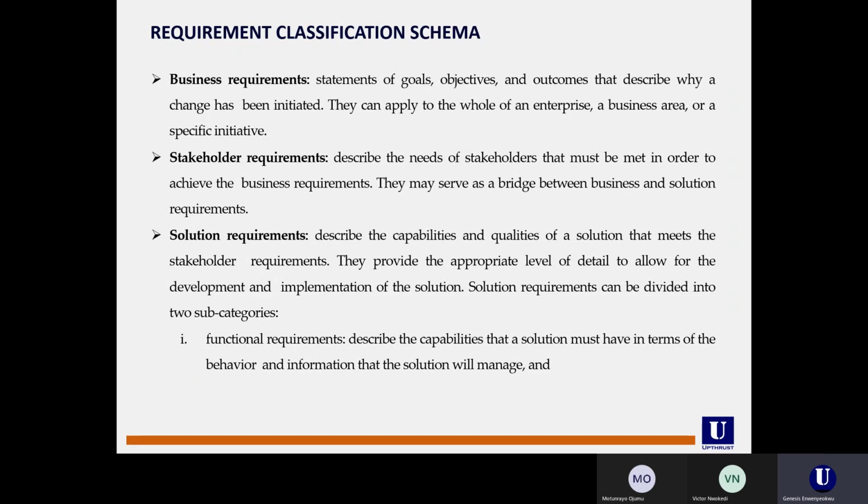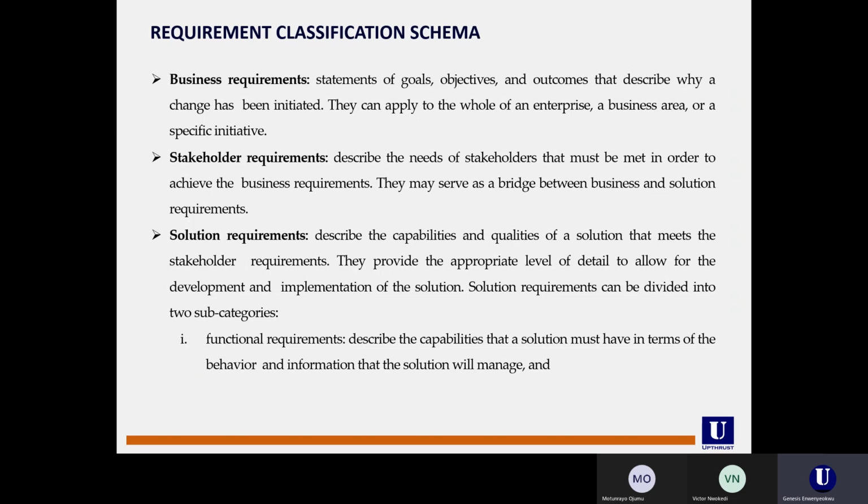Then we have the solution requirements. Solution requirements is basically all about the capabilities of the solution and the qualities of the solution. And they are in two subcategories. We have the functional requirement and we have the non-functional requirement. The functional requirement talks about the functions, the capabilities, the activities within that solution that the solution must have in terms of behavior, and also information that the solution is going to manage and use.